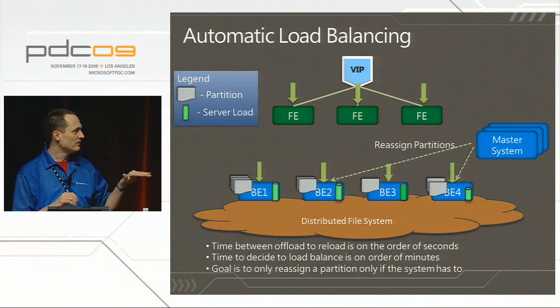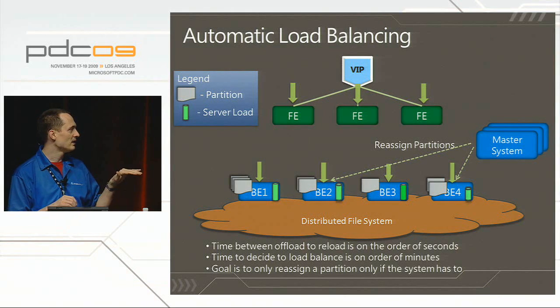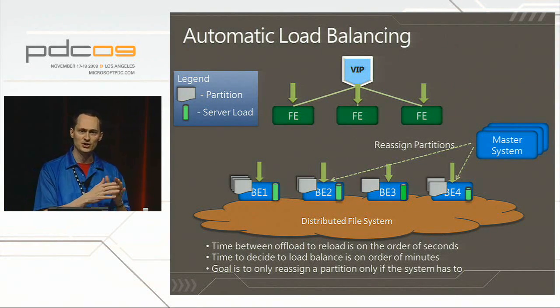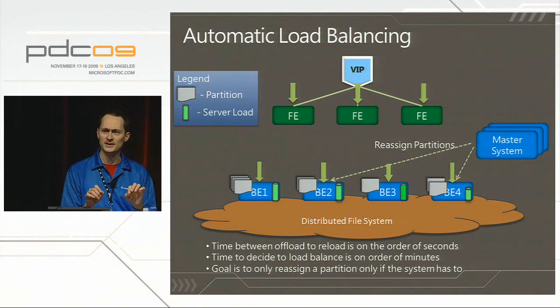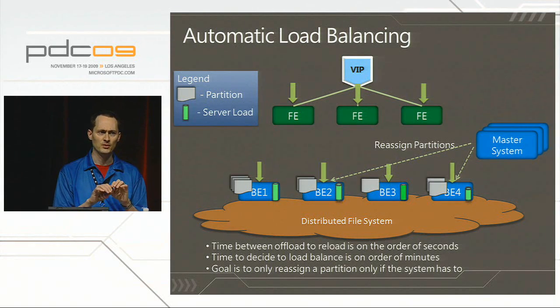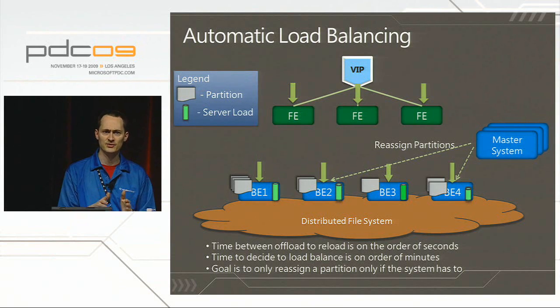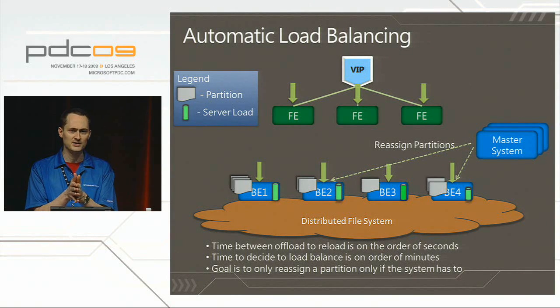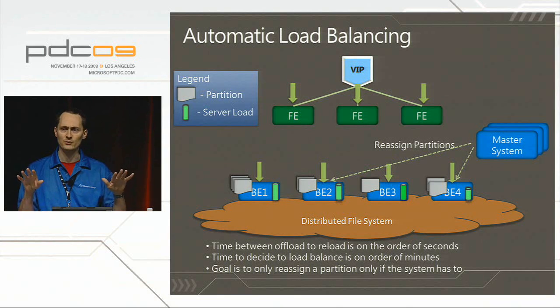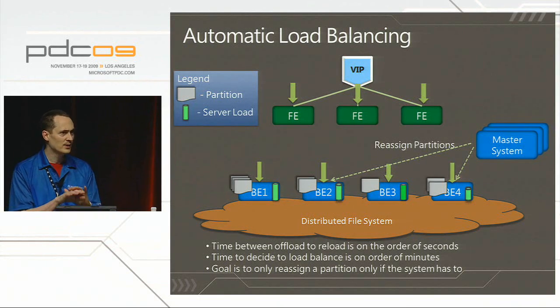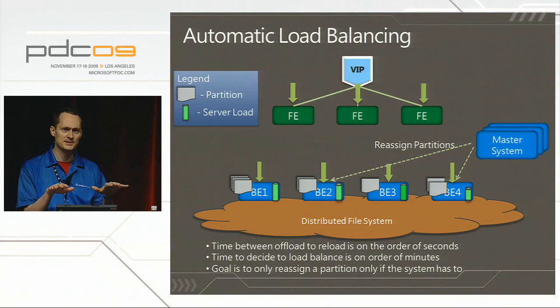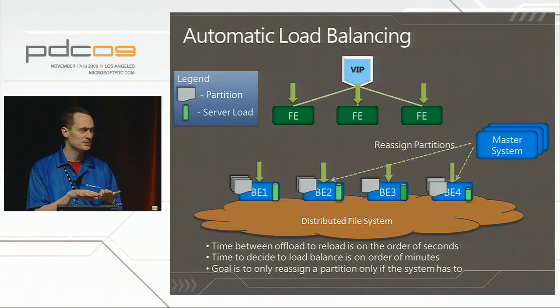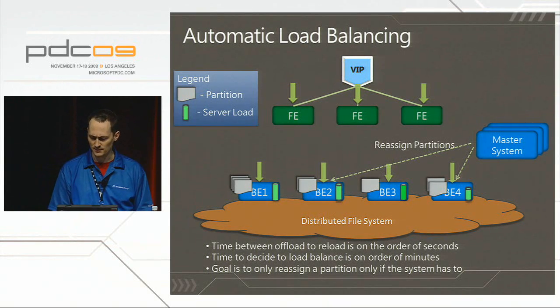Now, another thing to note is the time to load balance once we determine that there's a spike in traffic is on the order of minutes. And this is because we don't want to over load balance the system. We only want to move your partitions when we know we have to. So it takes a few minutes to say OK, what's going on with this backend server? Where should we move partitions? And then we'll do the offload and reload. Okay? So that's, at a very high level, how we load balance the access to your data objects for blobs, tables, and queues across our file system.